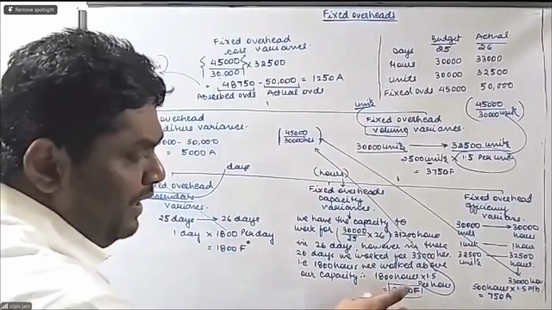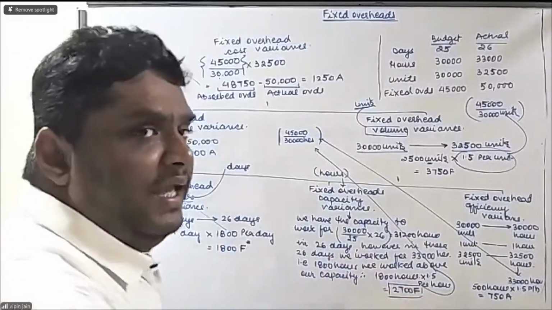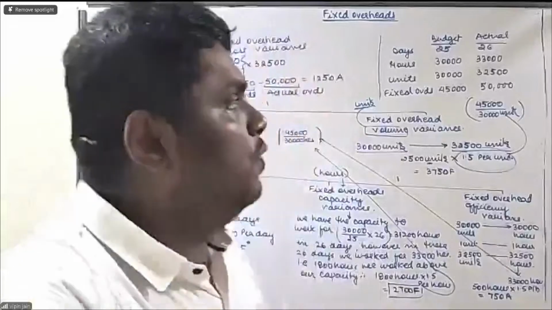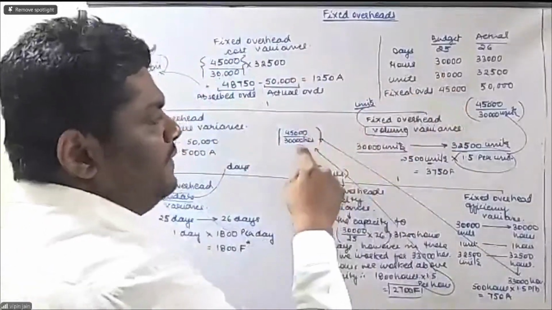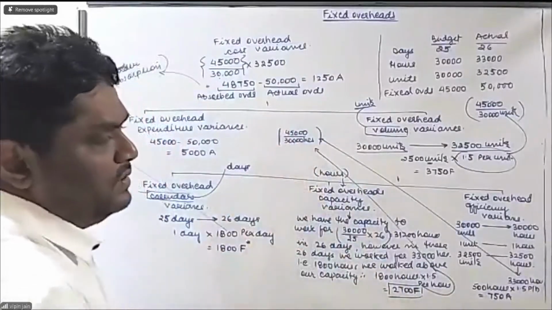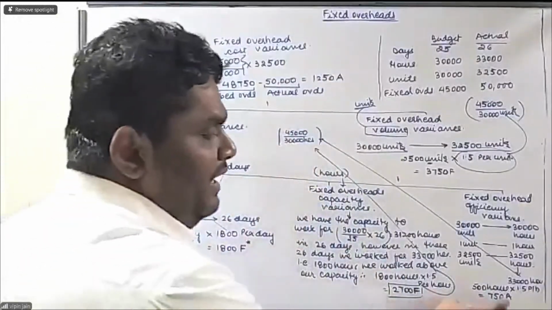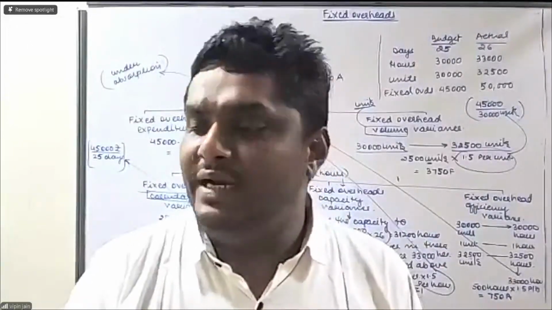Here I have calculated hours, that is 1,800 hours. So herein I'll be multiplying it by the rate per hour. What will be the rate per hour? 45,000 divided by 30,000, so we will get the rate per hour, that is 1.5. Again, here it is 500 hours, so I'm multiplying it by the budgeted rate per hour, that is 1.5.